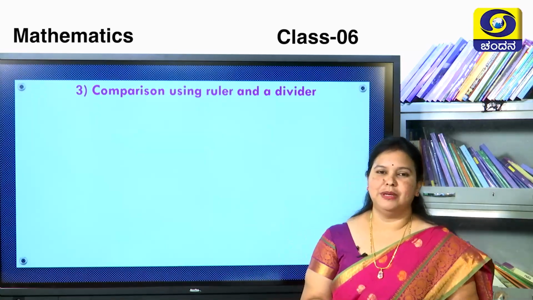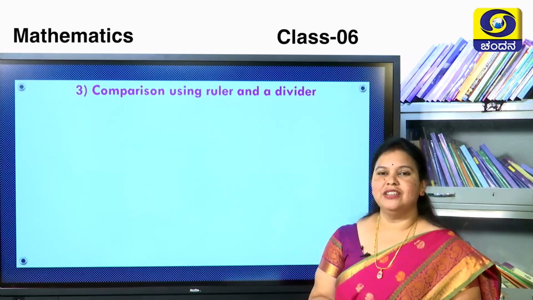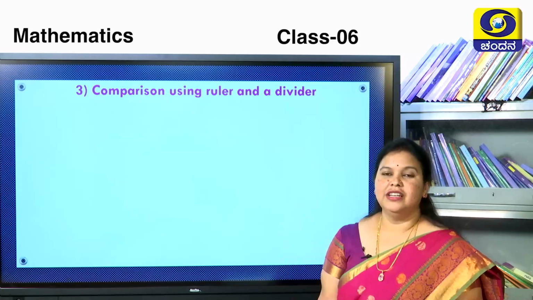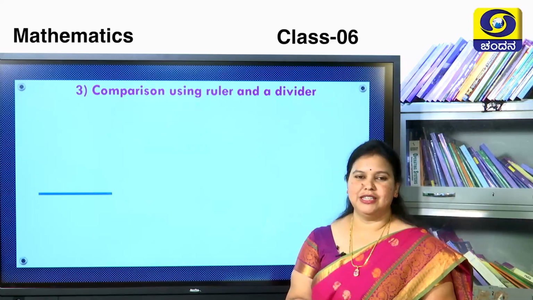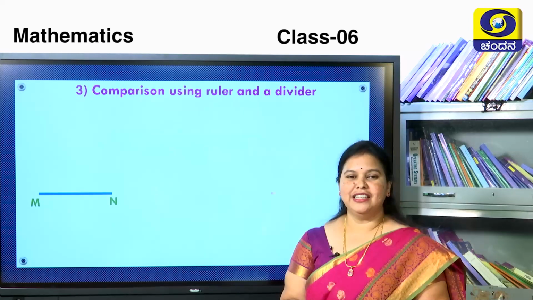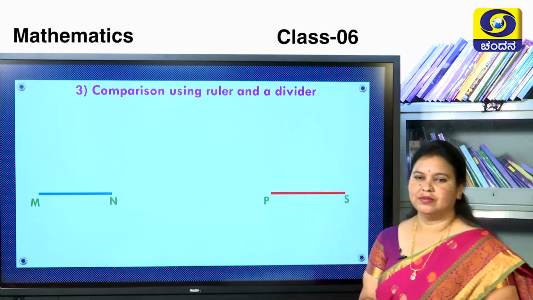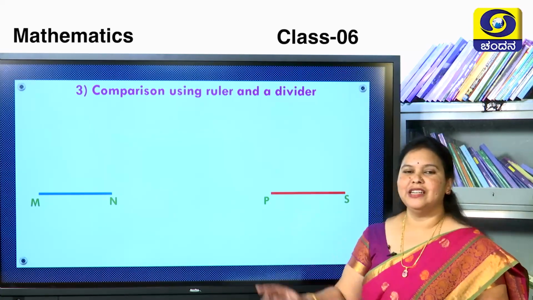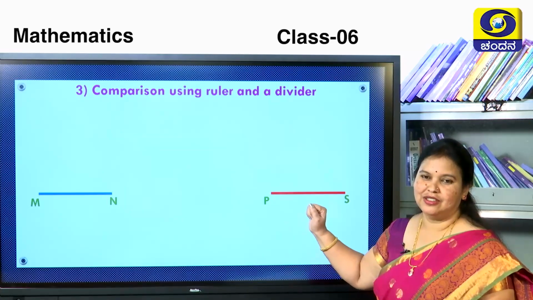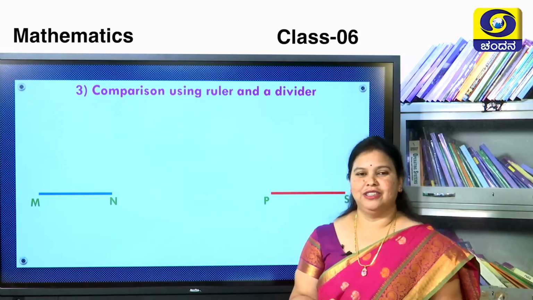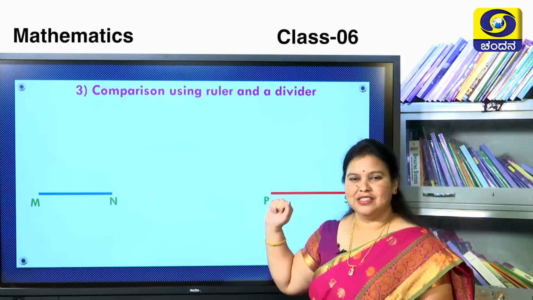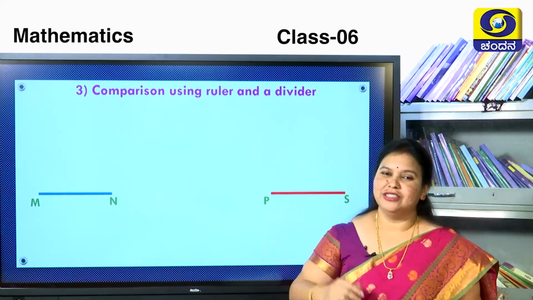Now, let us compare two line segments using ruler and a divider. Here I have taken two line segments MN and PS. We have to compare these two line segments. Which method will you prefer to compare these two line segments? What are the methods you learnt?